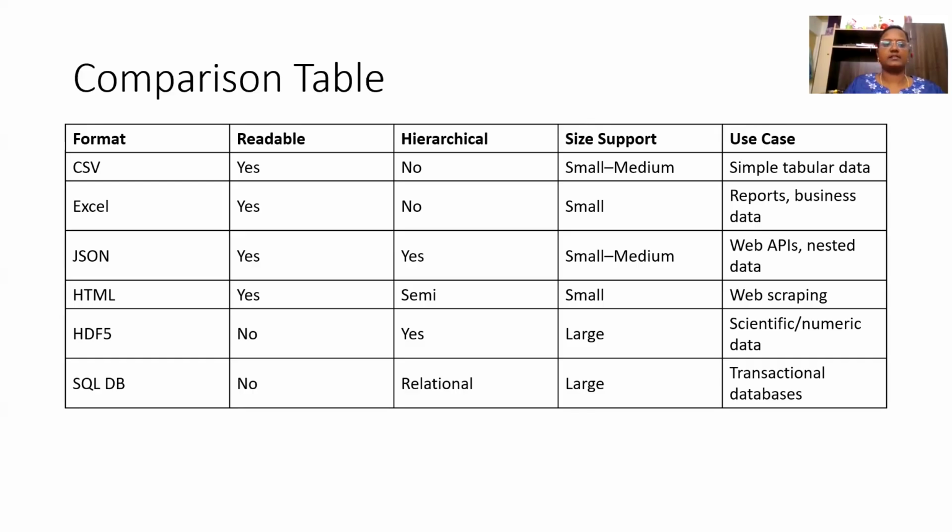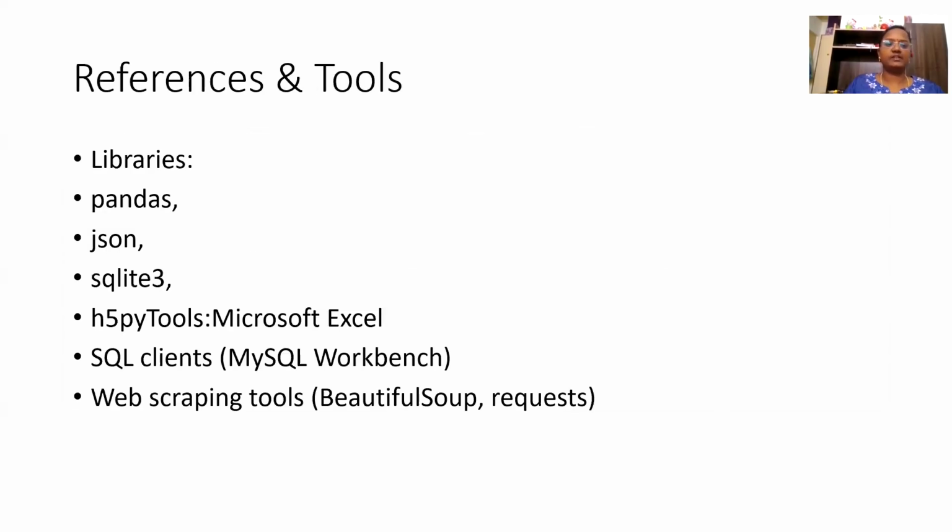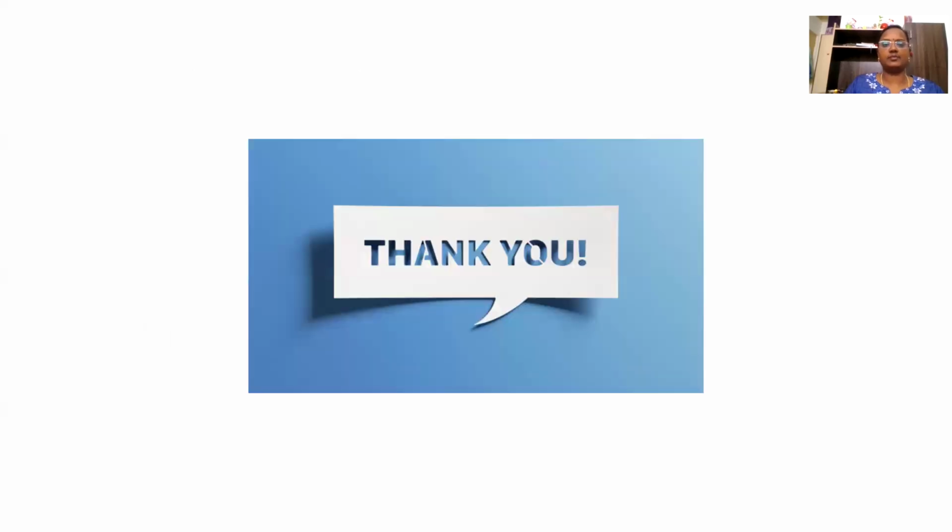Transactional databases. So what are the tools and references? We can use libraries like Pandas, JSON, SQLite, and h5py, and tools like Microsoft Excel and SQL clients. For web scraping, many tools are available, such as Beautiful Soup and Requests. Using these, we are able to access and handle these types of files.